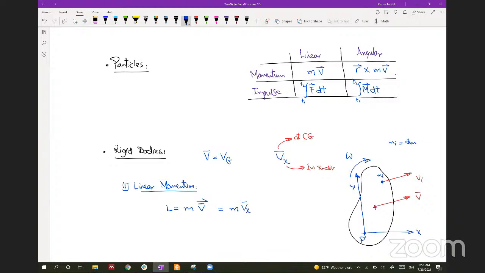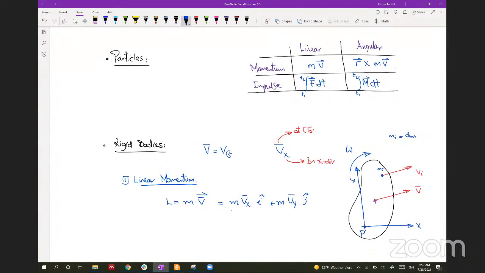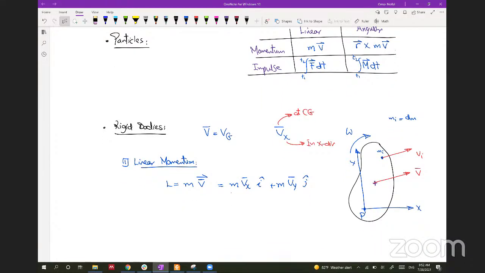And this should be in the i hat direction. So right now, what I did, I isolated the magnitudes and put i hats to mean it's in the x direction, plus m Vy bar in the j hat direction. So this is how it looks. Okay, so this is for the linear momentum. What you will do is analyze this velocity as Vx and Vy. So that's what I did.